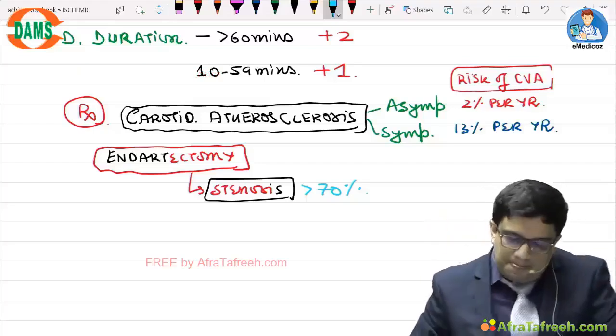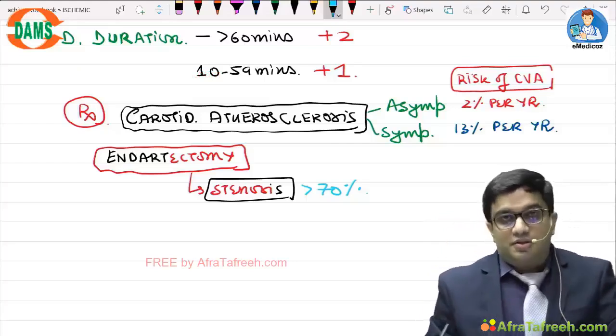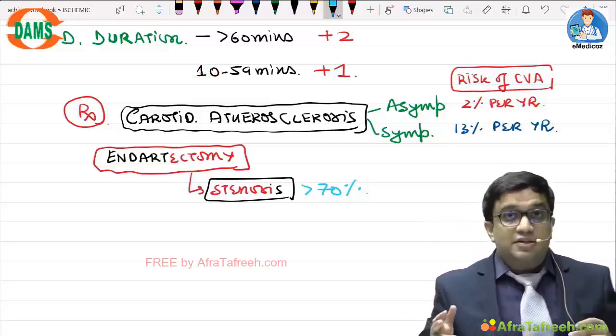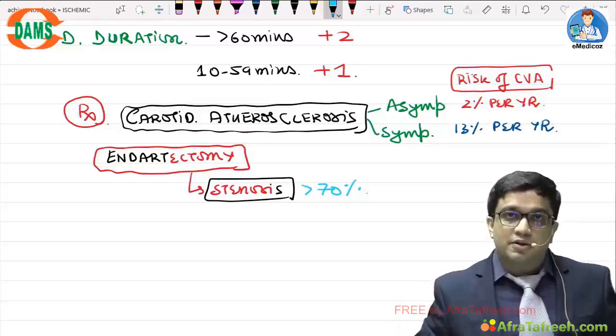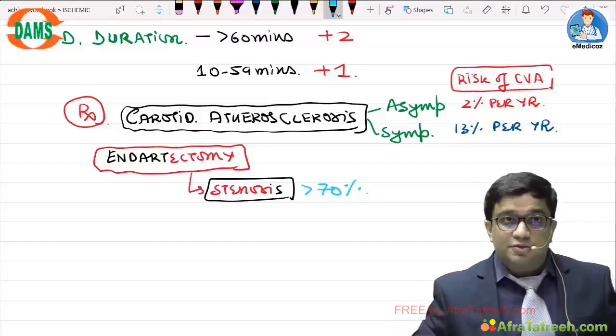Okay, so that's all about the ischemic stroke, localization, maybe the etiology, and of course the very important thing, treatment. Now see you again in the hemorrhagic stroke module.